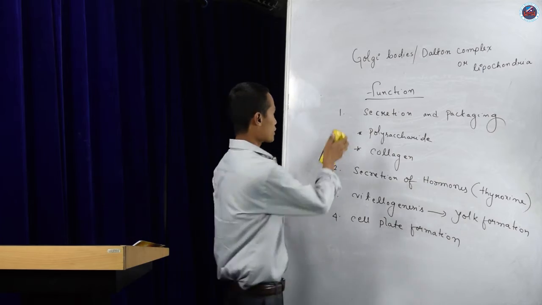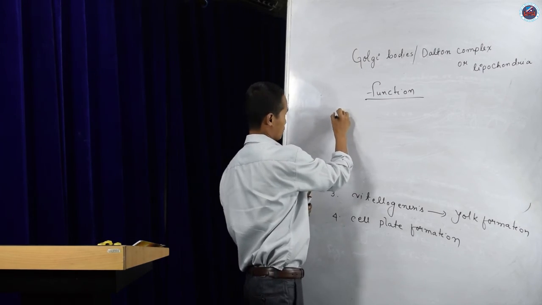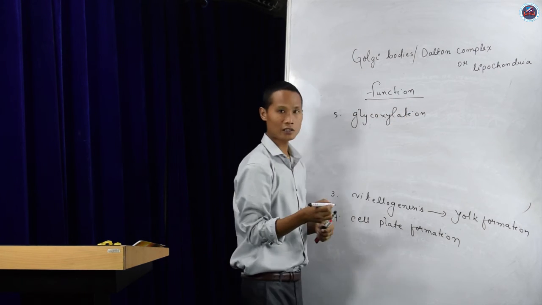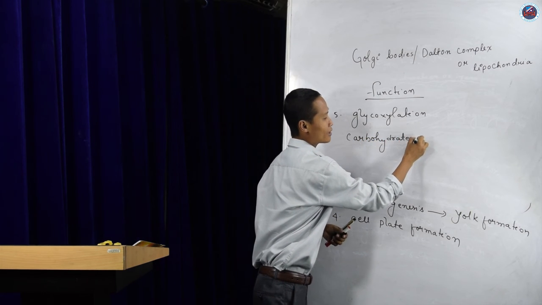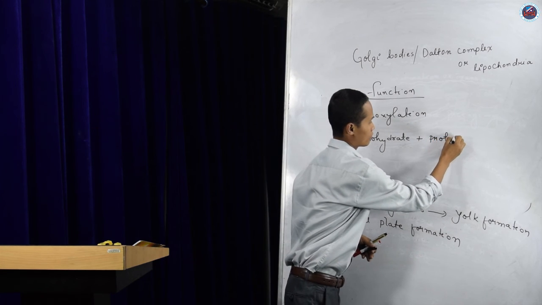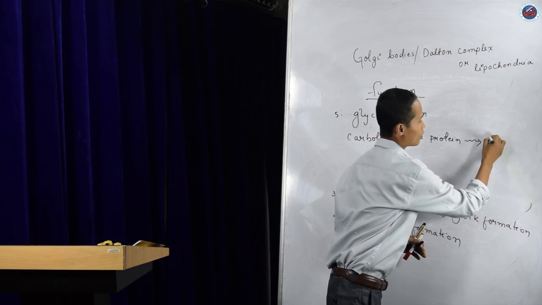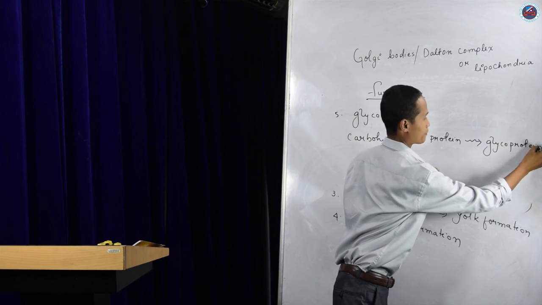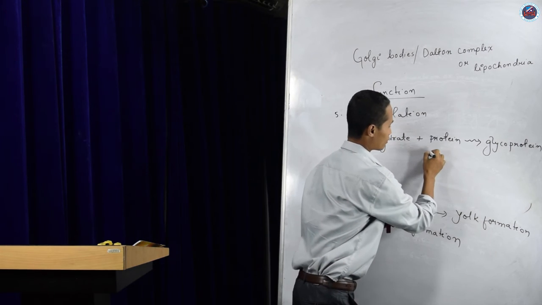Now the most important point, the last function that I want to discuss is glycosylation. What is glycosylation? If carbohydrate is added to a protein, we call it a glycoprotein. Glycoprotein. When you add carbohydrate to protein, it forms an oligosaccharide.